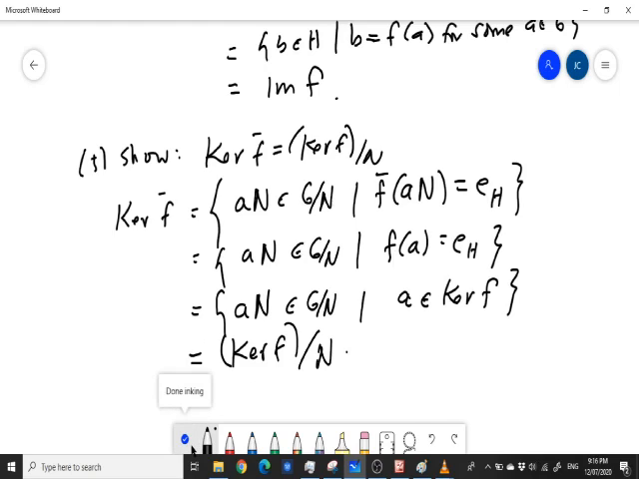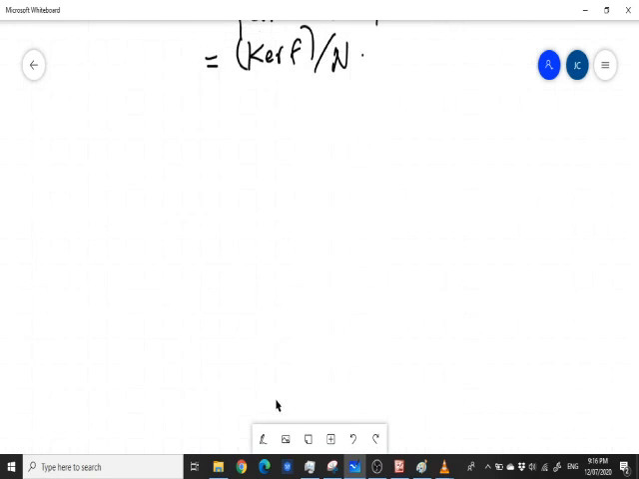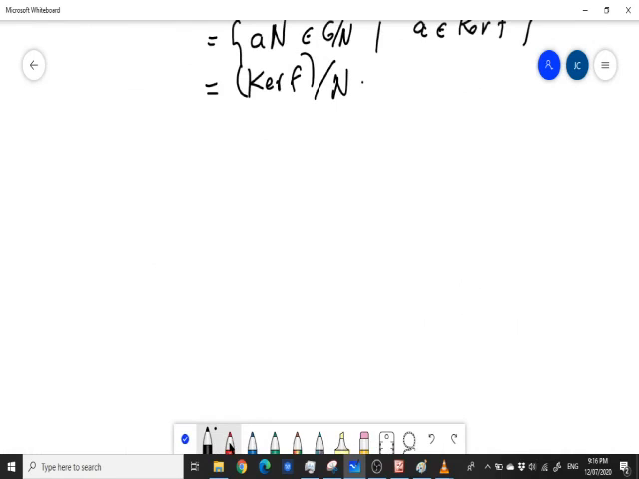Now, let's go to the sixth statement. The sixth statement is that f bar is epi if and only if f is epi.